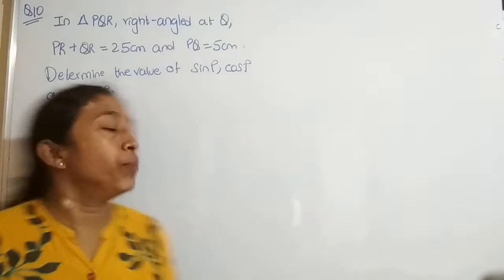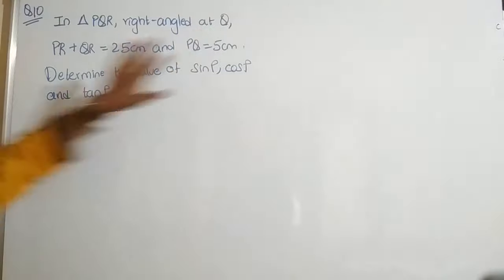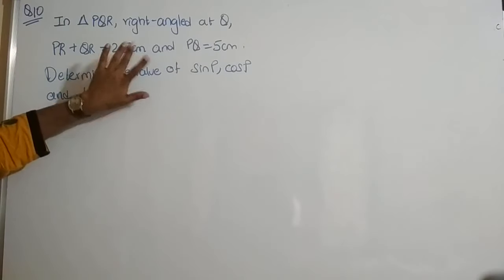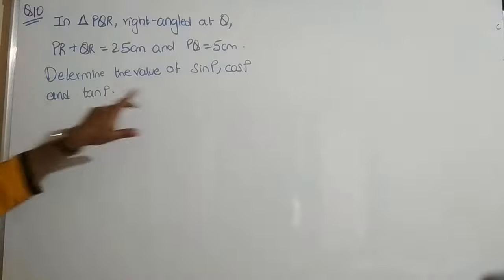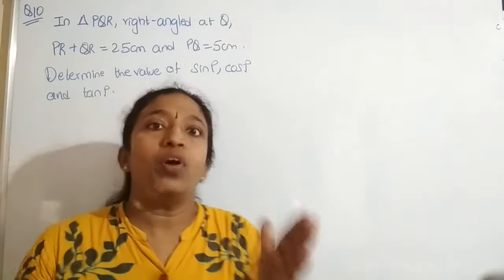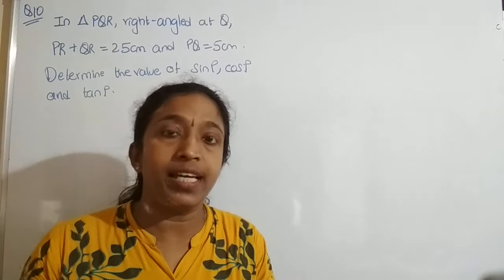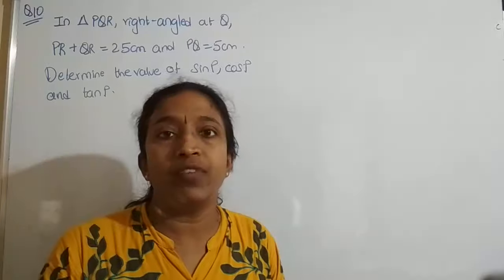Now we do the next sum, that is question number 10. In triangle PQR, right angled at Q, PR plus QR equal to 25 cm, PQ equal to 5 cm, determine the value of sin P, cos P and tan P. So as I said, we will draw a triangle and find the lengths of the three sides. Once the three sides are known, then we can find the ratios very easily.